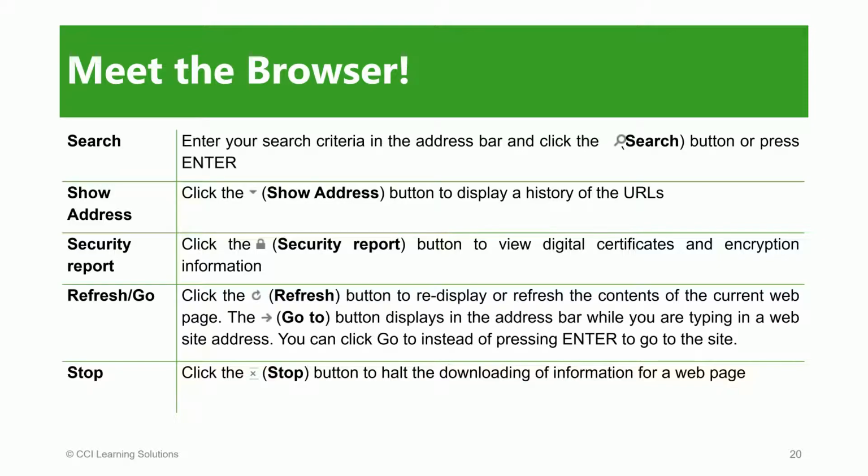Refresh or go. Click the refresh button to redisplay or refresh the contents of the current web page. The go to button displays in the address bar while you are typing a website address. You can click go to instead of pressing enter to go to the site. Stop. Click the stop button to halt the downloading of information for a web page.